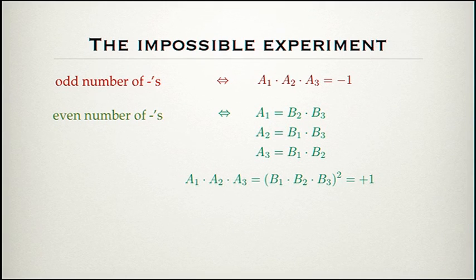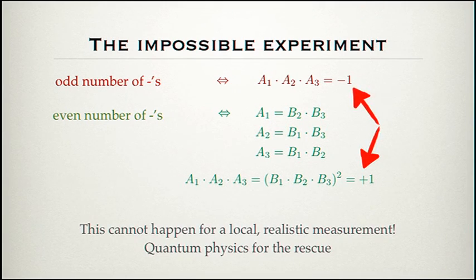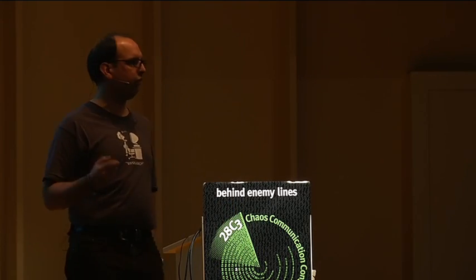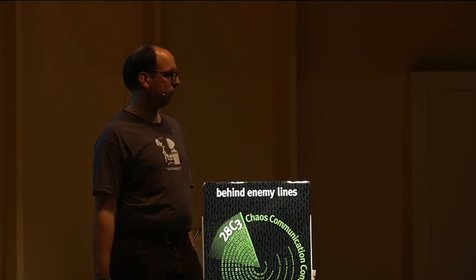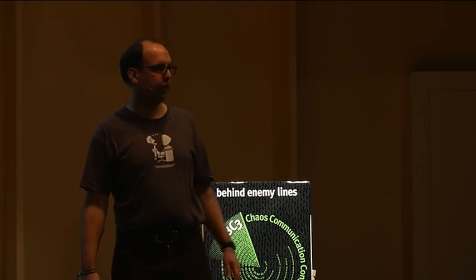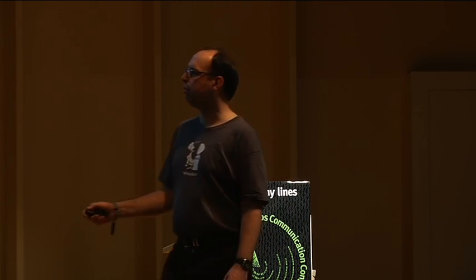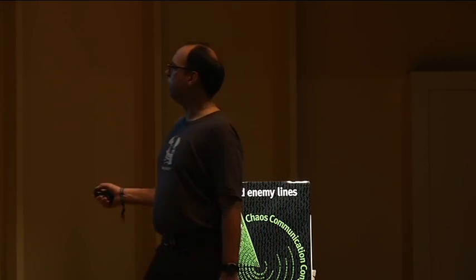So the product is minus 1, plus 1. But we said it should be minus 1. Okay, so this is my contradiction that I was talking about. You can compute from these experiments the value of the product of the three A's, and what you compute is plus 1, but when you actually measure it, it's minus 1. Therefore, something is wrong. This cannot be true, that there are these variables that have these properties. So in particular, this cannot happen for a local realistic measurement.